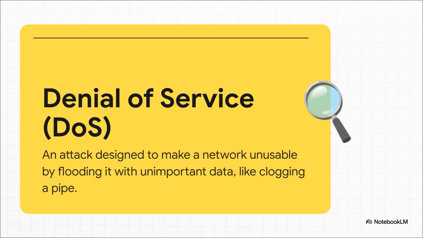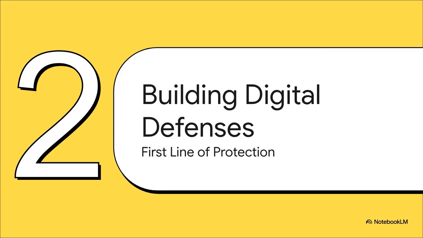Now, a denial of service, or DoS attack, is different. The goal isn't theft, it's to create chaos. The source material has a perfect analogy for this. Imagine your network is a water pipe. A DoS attack is like someone jamming that pipe full of mud and rocks, just flooding it with junk data so nothing legitimate can get through. Now, what if that junk data was coming from thousands of computers all at once? That's a DDoS, a distributed denial of service attack, and it is powerful enough to knock even the biggest websites completely offline.